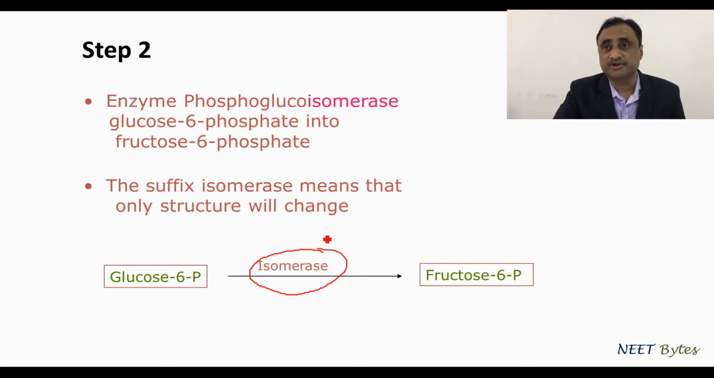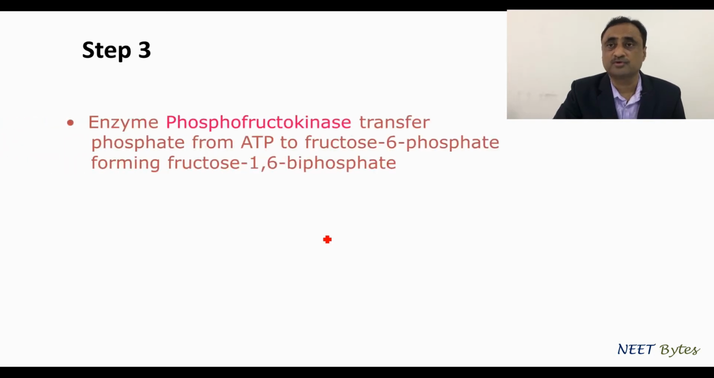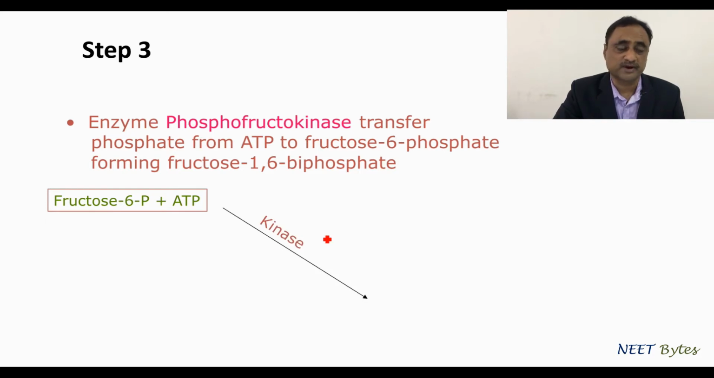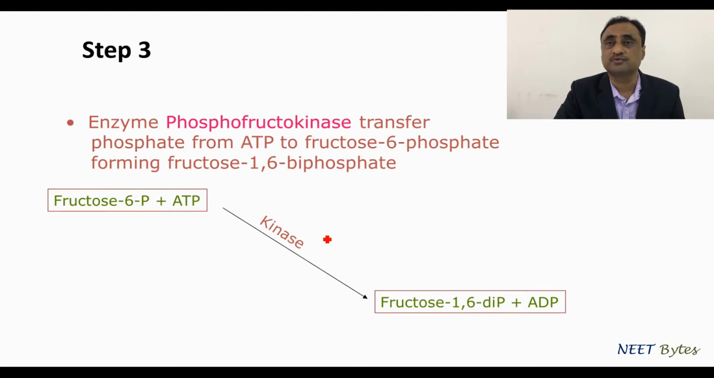The third step is very important, because here 1 molecule of ATP is utilized, and that utilization is catalyzed by an enzyme we call phosphofructokinase. So in the presence of phosphofructokinase, what happens? Fructose 6-phosphate gets converted into fructose 1,6-diphosphate. Mind it, this is a very important enzyme, because later we will discuss how this enzyme plays an important role in the regulation of glycolysis.